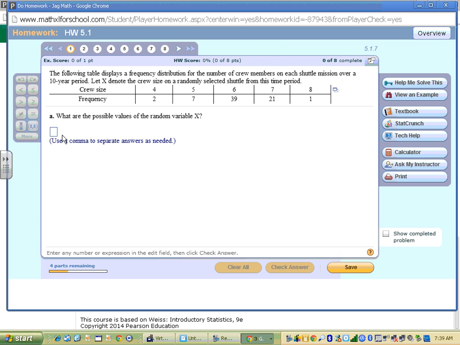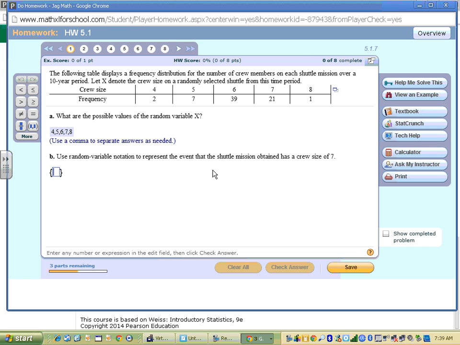So it says, what are the possible values of the random variable X? Well, what is the random variable X? Well, it says it's the crew size. Well, what are the possible values? Well, there are 4 and 5 and 6 and 7 and 8. And that's it. Check answer, and we're excellent.